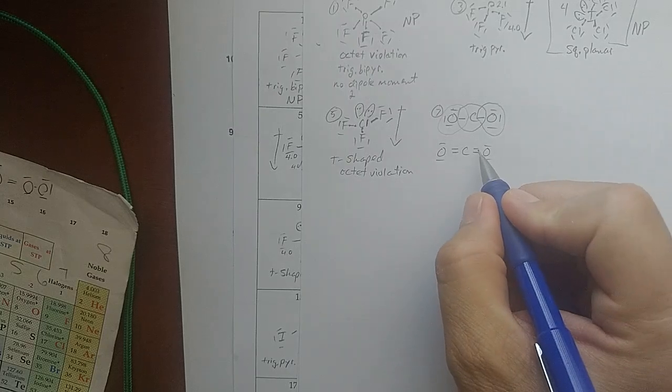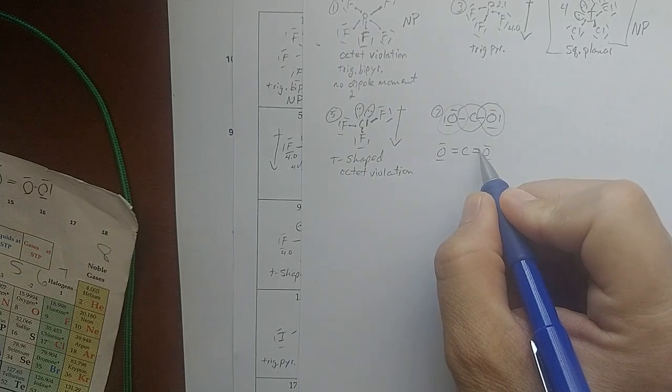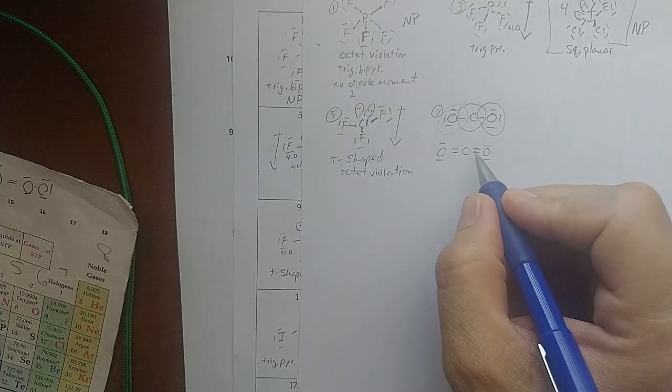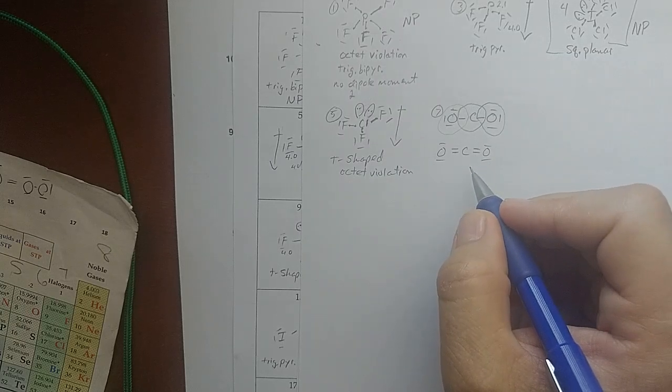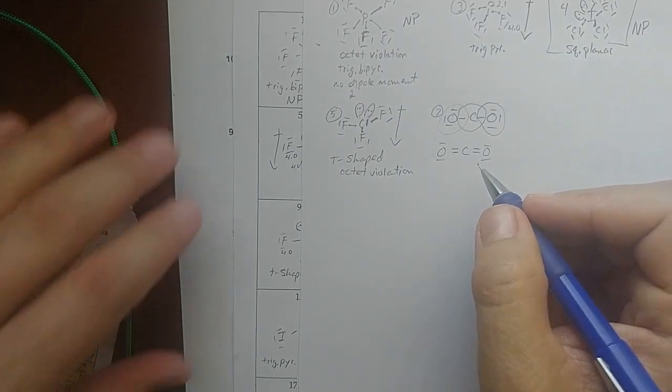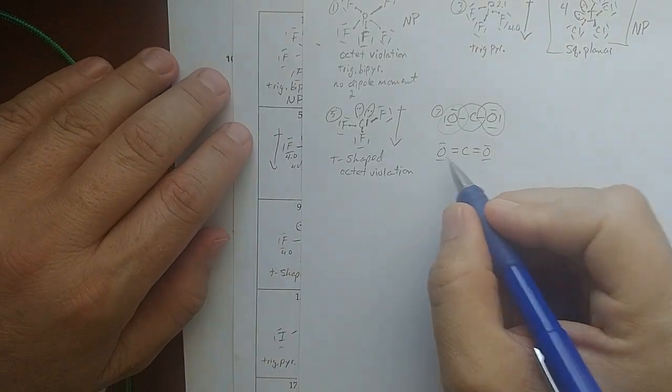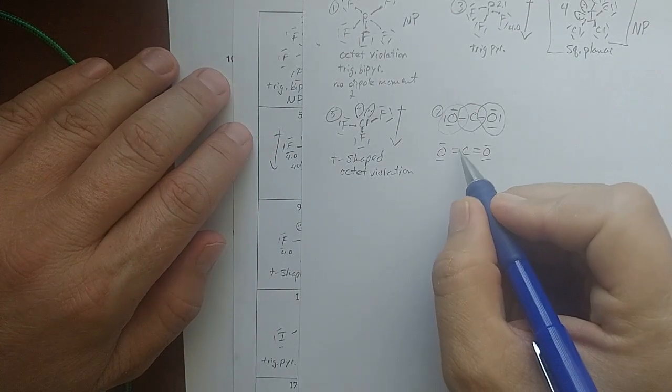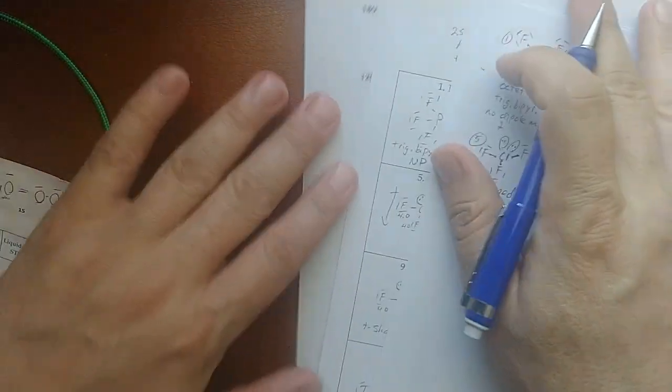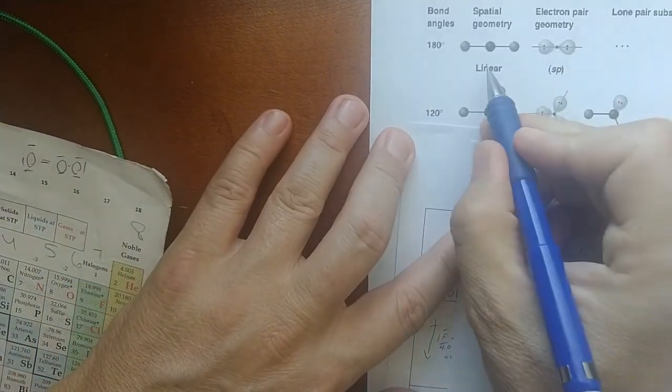This is not a resonance structure because I don't have to take my double bond and spread it around. Everybody has a normal double bond. What do I have? A center atom with 2 bonded atoms and no unshared pairs, and that is this, linear.